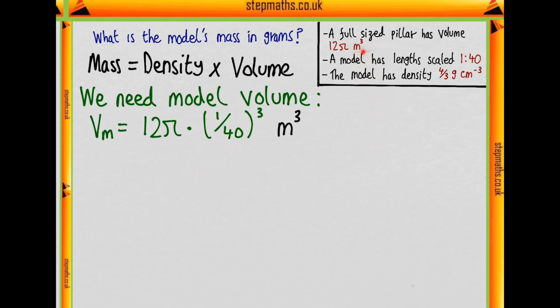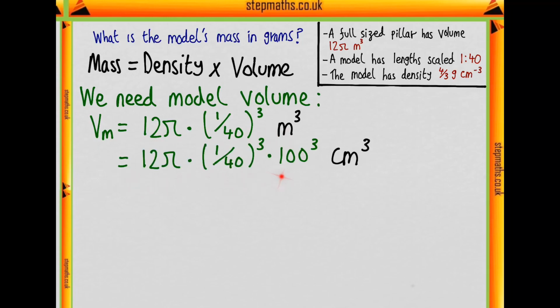Now, this is a pretty horrible number, but now it's time to look at units. We've got this full-size pillar in metres cubed, but our density is given as 4/3 gram per centimetre cubed. So if we convert this into centimetres cubed, not only does it agree with this, the number will also be more reasonable and not so stupidly small. And indeed, that is the case. We get this if we convert it to centimetres cubed.